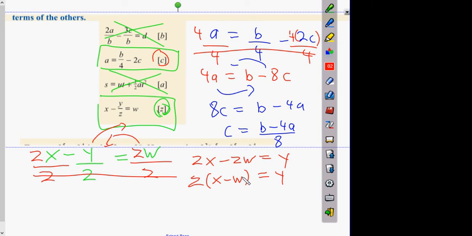Okay, so David, this is getting multiplied with z, and when you bring it down underneath, you're going to get z equals y over x minus w. Okay, happy enough with that? Okay, guys.